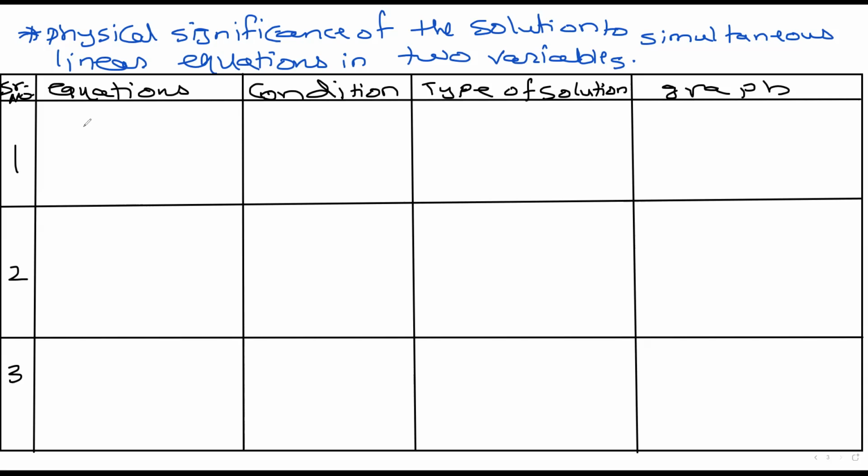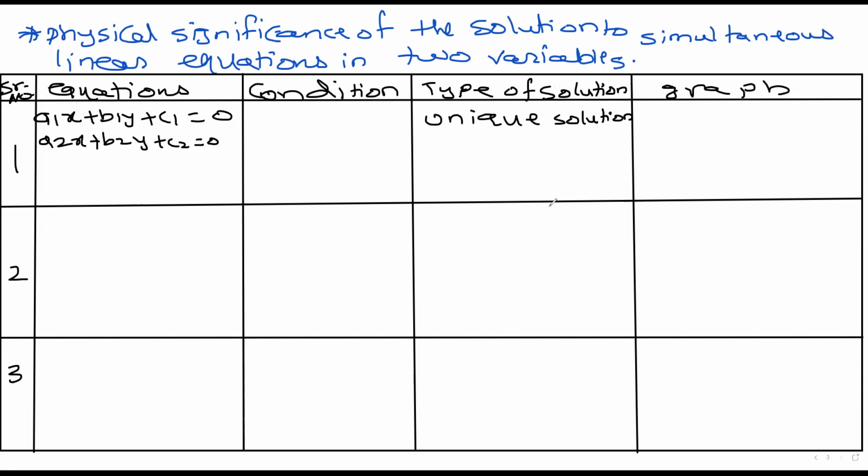So basically, let us say you have the equations a1x plus b1y plus c1 is equal to 0 and a2x plus b2y plus c2 is equal to 0. What is the condition for the type of solution? The type of solution is, like, a unique solution. What does unique solution mean? That is what we have been doing so far. That means x has a fixed value, y also has a corresponding fixed value. You cannot change that. And the graph looks like this. So this is line L1, and this is line L2.